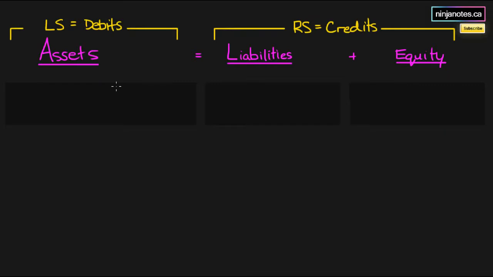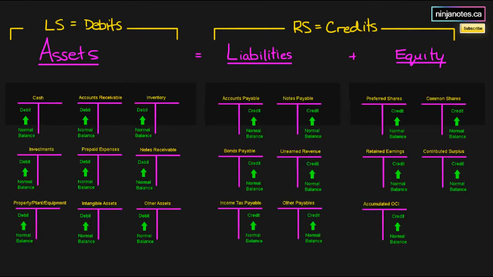And the left side, which are assets, are all increased using debits. Right side accounts, which are liability accounts and equity accounts, are increased using credits. And I have some asset, liability, and equity accounts right here. The left side are all asset accounts, middle are all liability accounts, right side are all equity accounts.